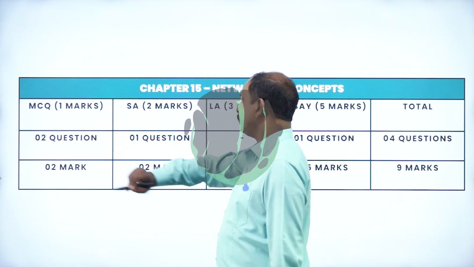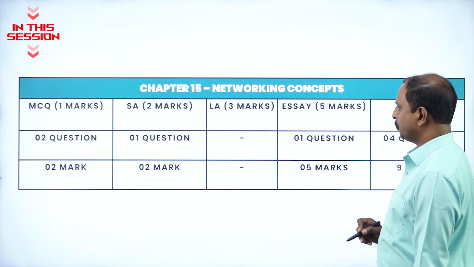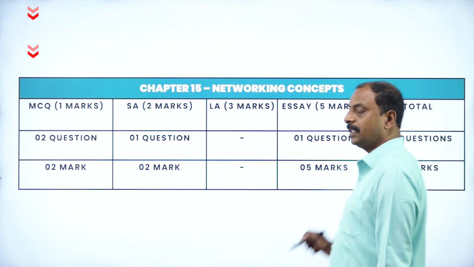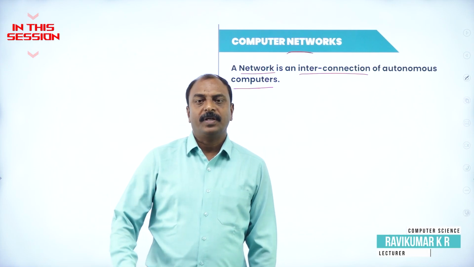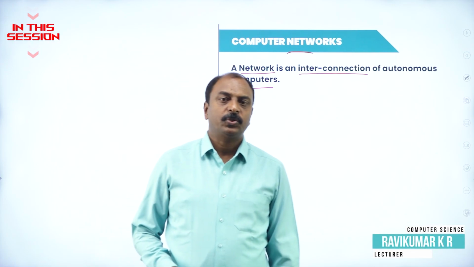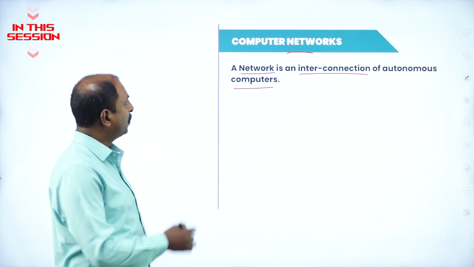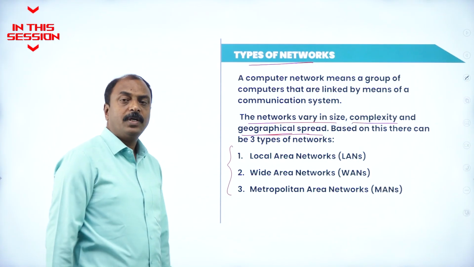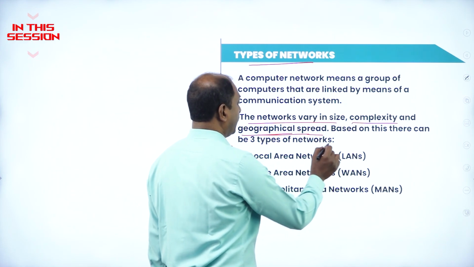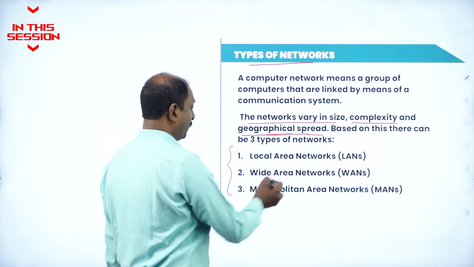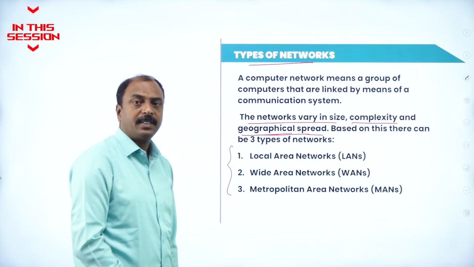You will get 2 MCQ, 1 2-mark question and 1 5-mark question, so the total weightage is 9 marks. What is a network? A computer network is nothing but connecting different computers together. That's the definition of a network. There are 3 types of computer networks: LAN, the local area network, WAN, the wide area network, and the metropolitan area network, that is MAN.